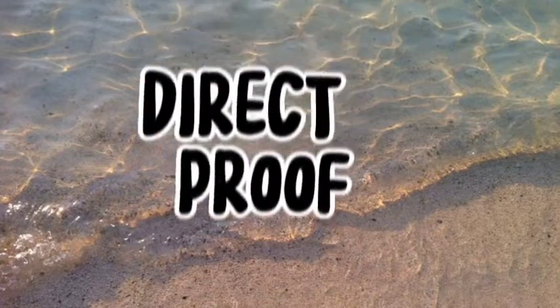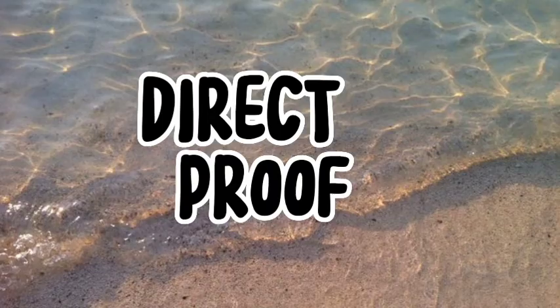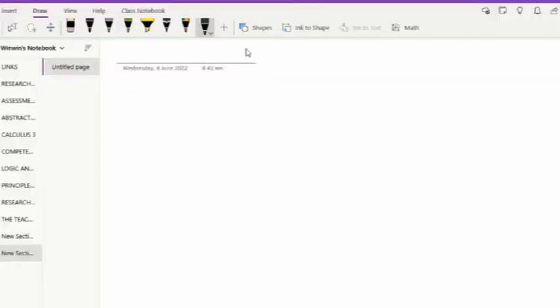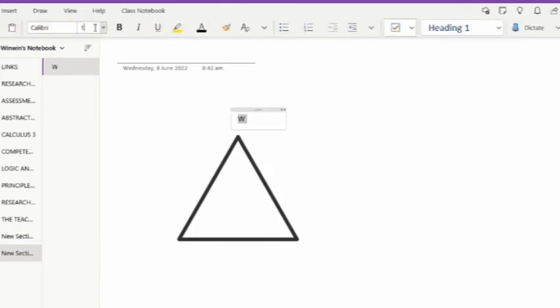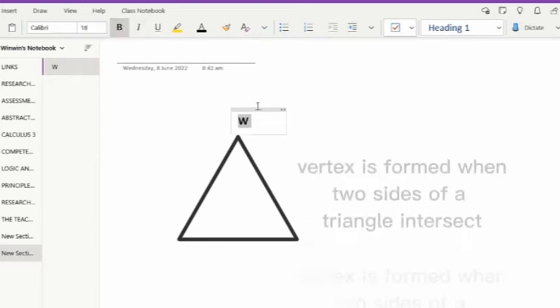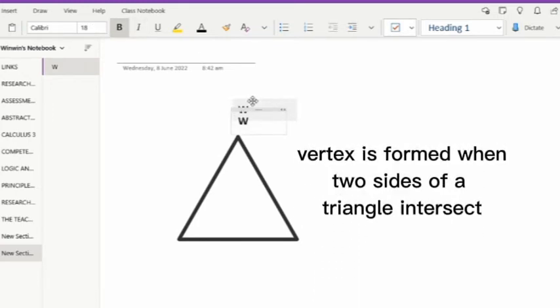To prove this, we can provide an illustration to show that this statement is true. First, you must draw or construct a triangle. This triangle is named triangle WIN. As you can see, I am plotting each vertex of the triangle. A vertex is formed when two sides of the triangle meet.